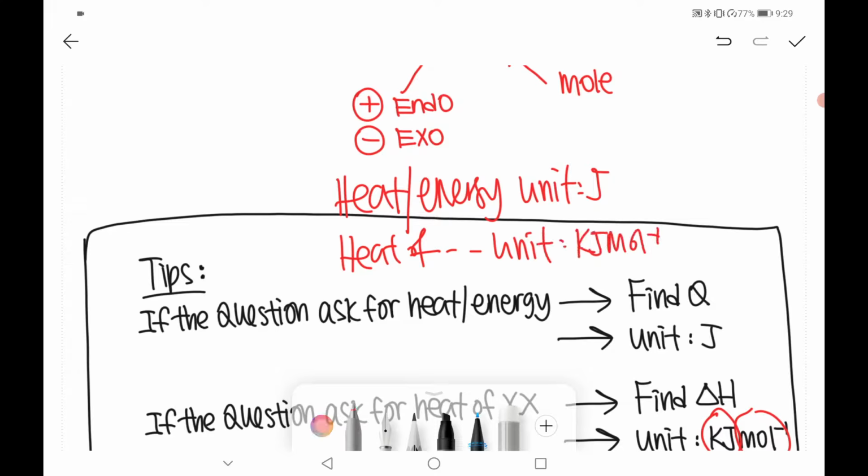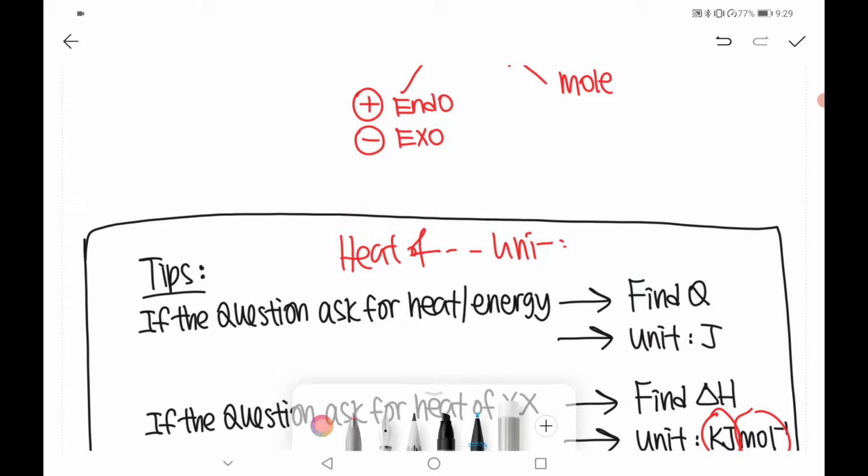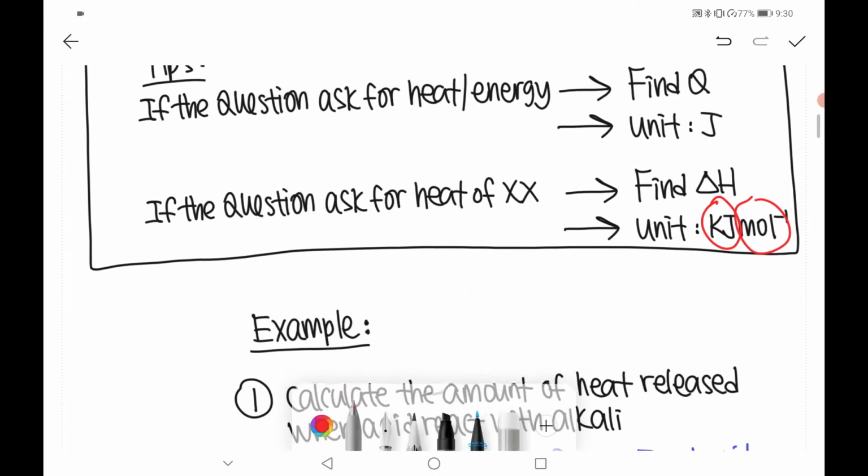For now you might find it a little bit blur, but you will be fine when you go on and do many exercises. All right, so now the next part.